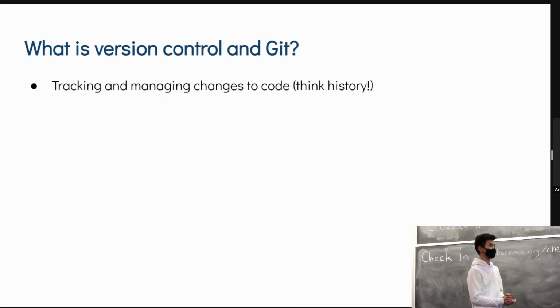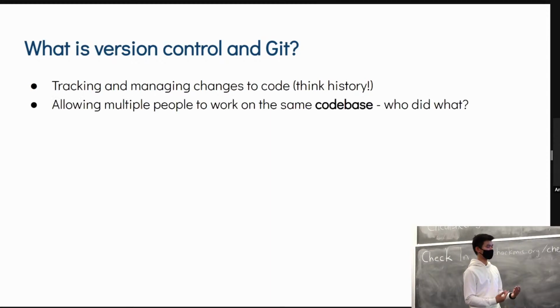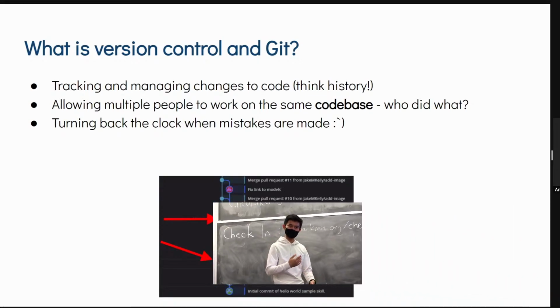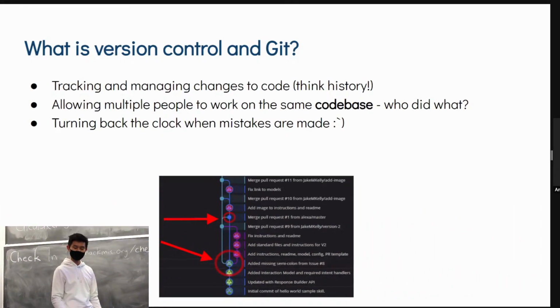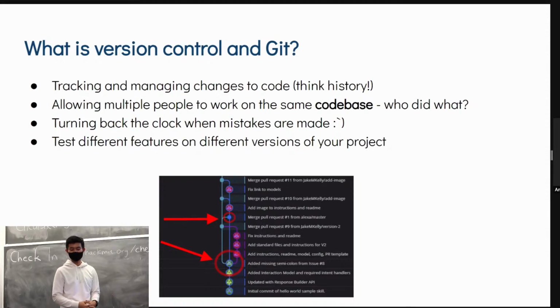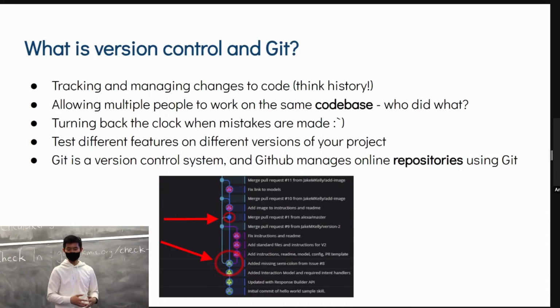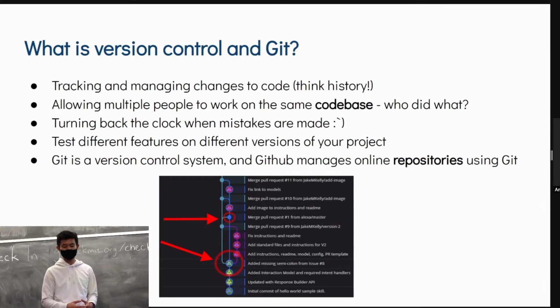So, what is version control and what is Git? Version control is a tool that helps you track and manage changes to your code. It allows multiple people to work on the same code base. It allows you to turn back the clock when mistakes are made, kind of like reverting to a different time in Google Docs history. It allows you to test different features on different versions or branches of your project. And Git, on top of all this, is a version control system that allows you to control this history and allow these changes to go through. And GitHub is what manages these online repositories for your code projects using Git.